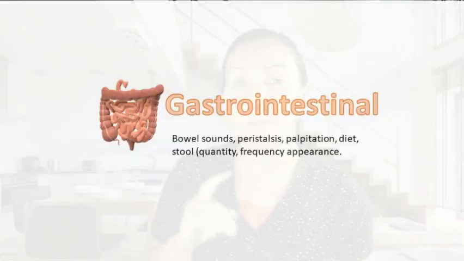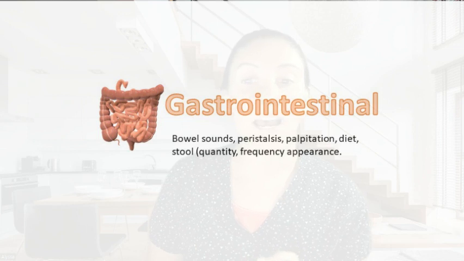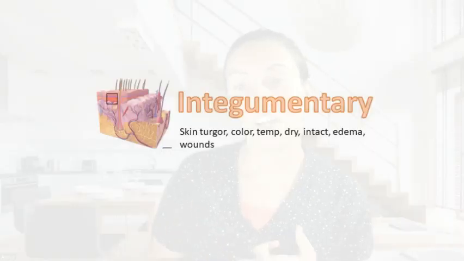Then we go on to gastrointestinal. We listen for bowel sounds, we palpate, we look at their diet, stool, their quality, frequency, appearance. And lastly, we look at the skin. So skin turgor, color, temperature, making sure it's dry, intact. Is there any edema? Are there any wounds? And then we would take it further from there.